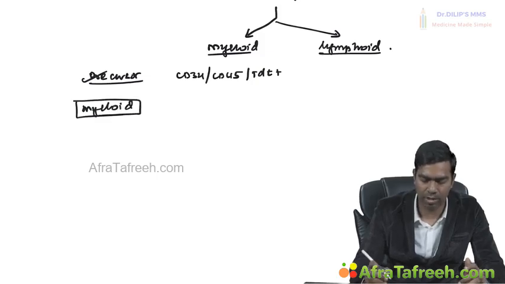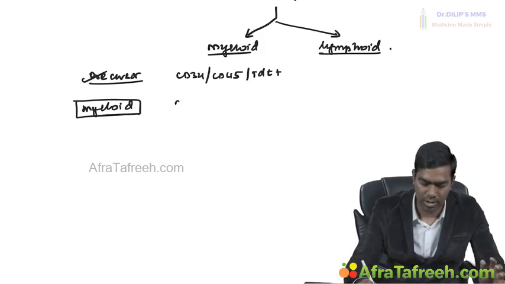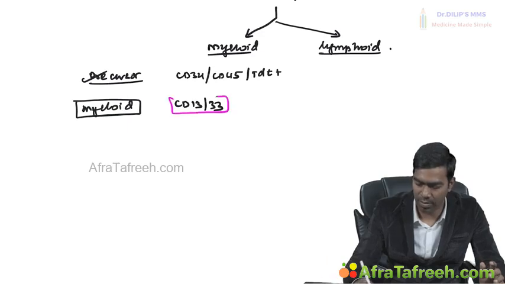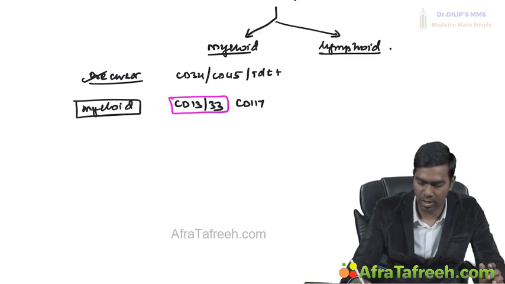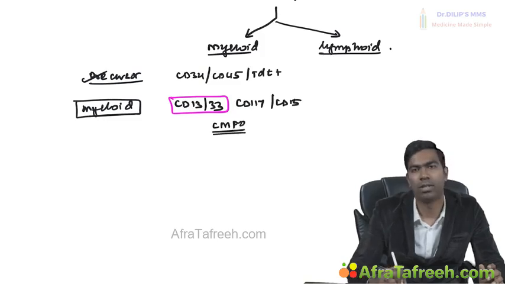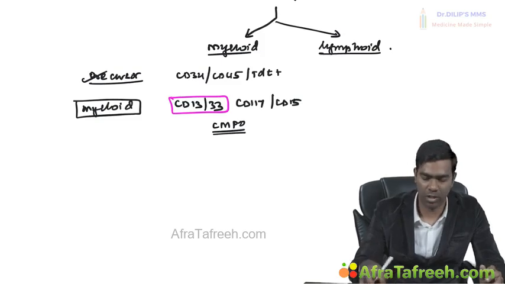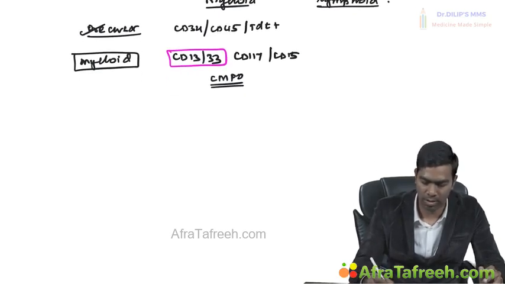And there are certain markers of a proper myeloid lineage. This is nothing but CD13 and 33. These two I feel are very, very important. Next important is the CD117. Then you have something called the CD15, and probably you can have something called the cytoplasmic myeloperoxidase. That's called CMPO. This is also a very important myeloid lineage marker.